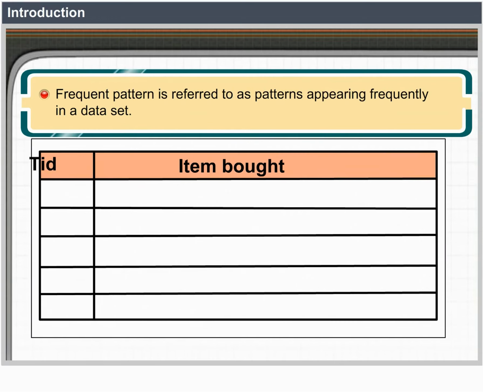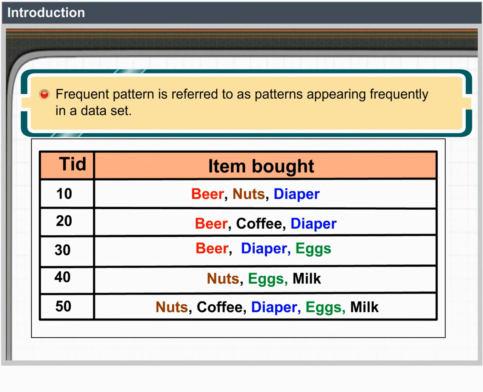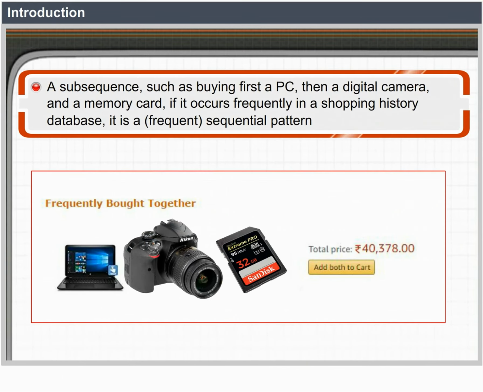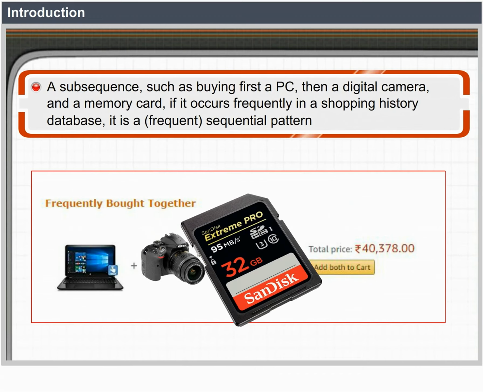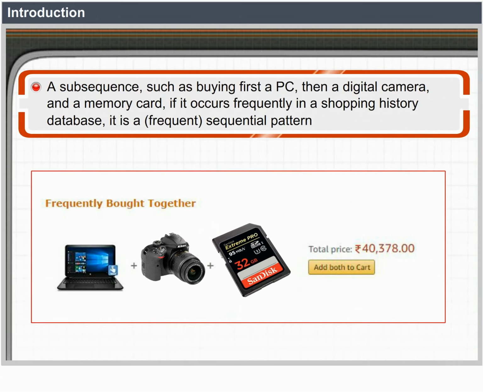Introduction. Frequent patterns are patterns that appear frequently in a dataset. A subsequence such as buying first a PC, then a digital camera, and then a memory card, if it occurs frequently in a shopping history database, is a frequent sequential pattern.